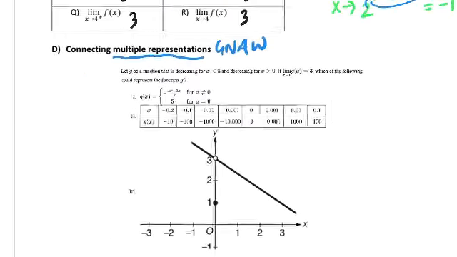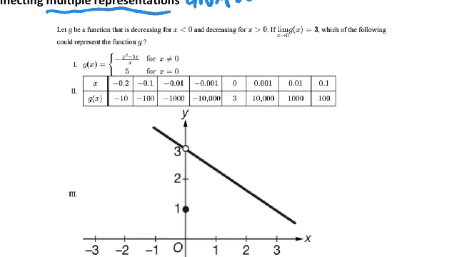Graphical, numerical, analytical, and words. So here's a problem where it says, let g be a function that is decreasing for x less than 0 and decreasing for x greater than 0. That means the y values are going down as you move right. If the limit of g as x approaches 0 is 3, which of the following could represent the function g?